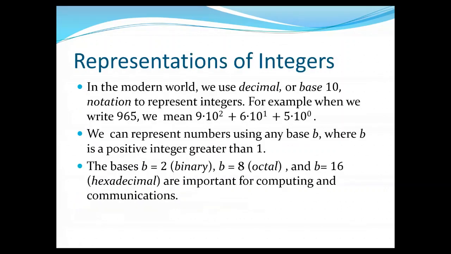In representing integers, we usually use decimal or base 10, wherein each positional value is based on 10 notation. For example, we have 965. The positional value of 5 is 10 raised to 0. For 6, it's 10 raised to 1. 9 is 10 raised to 2. So this is your ones, tens, and hundreds.